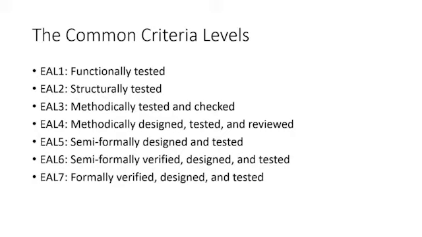So here I listed out the common criteria levels. So we have 1 through 7. 1, we're functionally tested. Number 2, it's structurally tested. 3, we have methodically tested and checked. So we're getting stronger and stronger here. 4, methodically designed, tested, and reviewed. Number 5, semi-formally designed and tested. 6, semi-formally verified, designed, and tested. And then 7, it's formally verified, designed, and tested out.